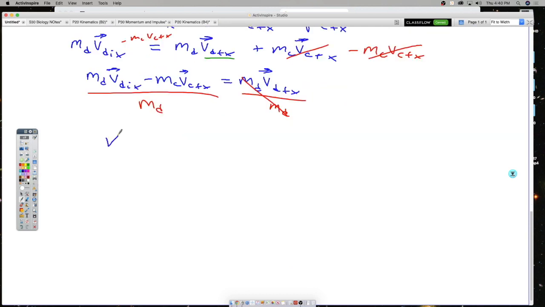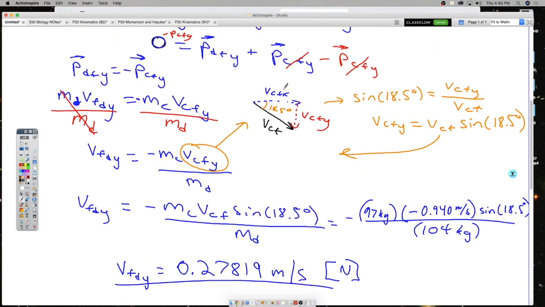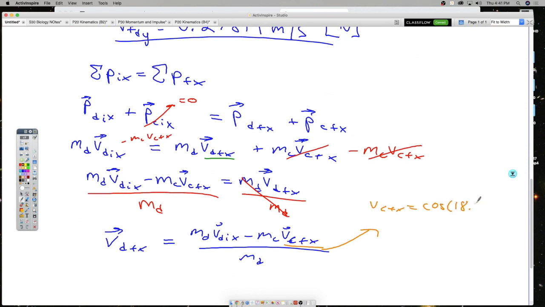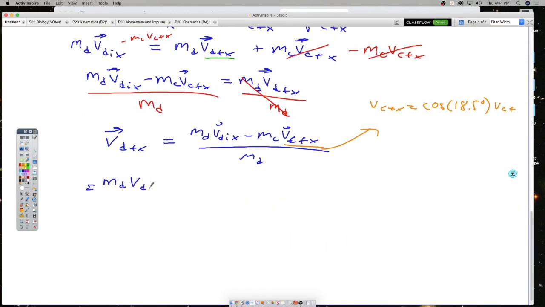Now here we go. We're getting close. You can taste it. Okay, now the x component of the center's final velocity, remember, let's pop back up to our triangle, right? Here it is. The x component would be cos 18.5 times VCF, because adjacent over hypotenuse, right? Cos of 18.5 will equal VCFX over VCF. Manipulating that, you'll get that. So really what we're saying here is equal to that, which, let's plug in everything we know.